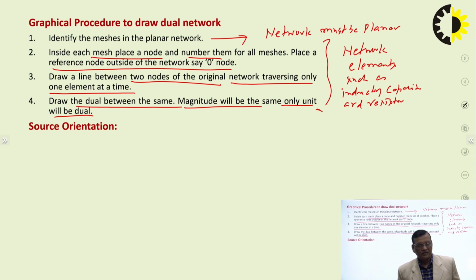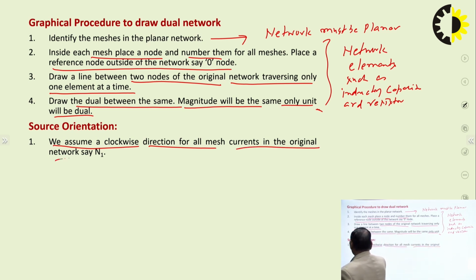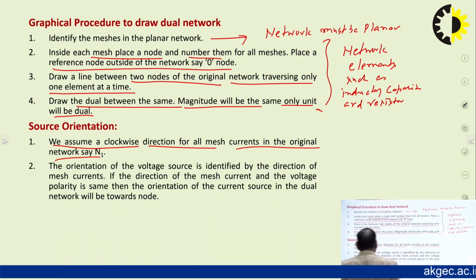A network may contain a source. So, how will we orient the source in the dual network? So, first is, we assume a clockwise direction for all mesh currents in the original network, say N1. So, we orient the mesh currents in a clockwise fashion, okay. And suppose the network is containing a voltage source. So, the orientation of the voltage source is identified by the direction of the mesh current, okay.